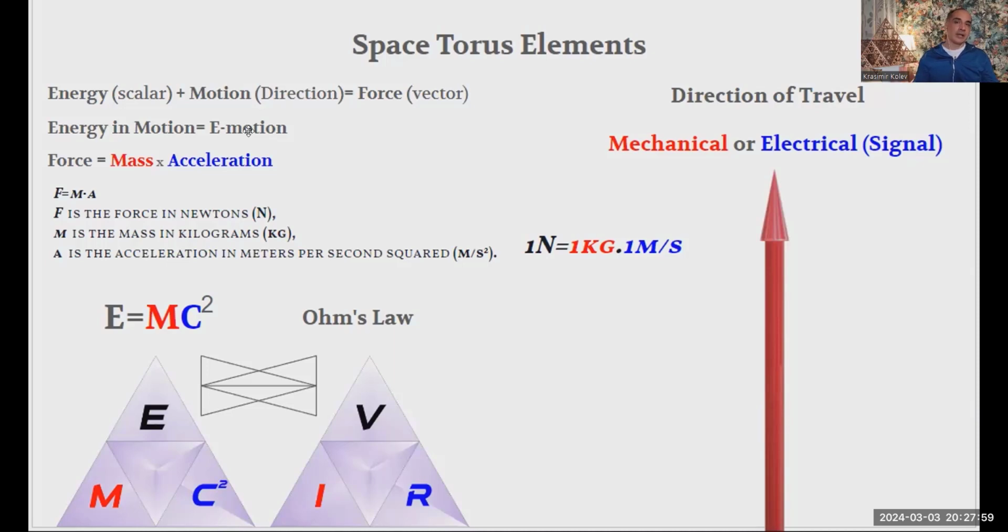So we can create force from something that is scalar. When we have intention and direction, we actually create something that is vector based, and this is a force. You can see the formula for force here. It's mass multiplied by acceleration.